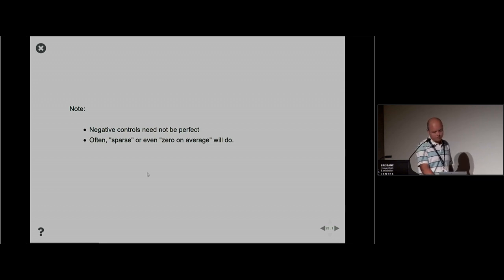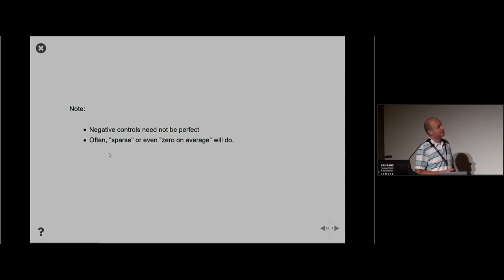One other quick note before I move on. Negative controls don't need to be perfect. I'll discuss this a little bit more as we go on, but often sparse, meaning that the vast majority of the genes that we call negative controls are unaffected by the factor of interest, or even in some cases just that the effect is 0 on average will do. Whether or not this is the case will depend a little bit on the exact RUV method that you're using, and I'll highlight that as we go on.